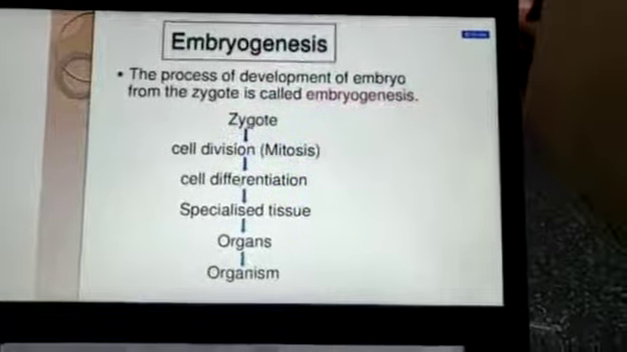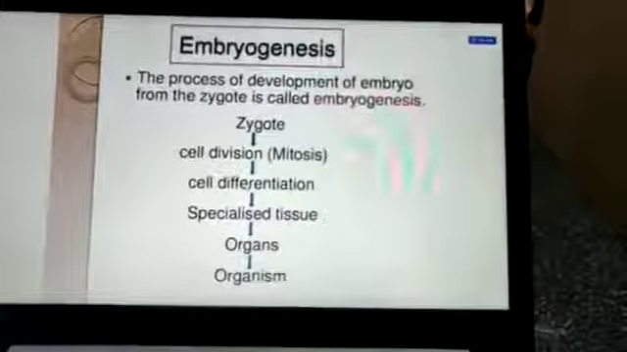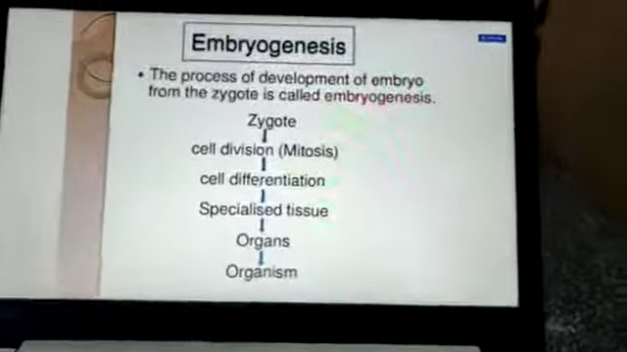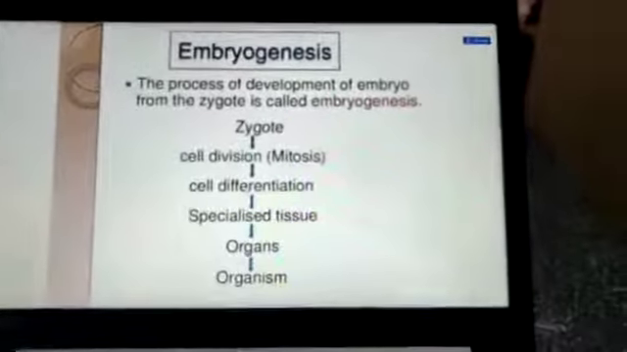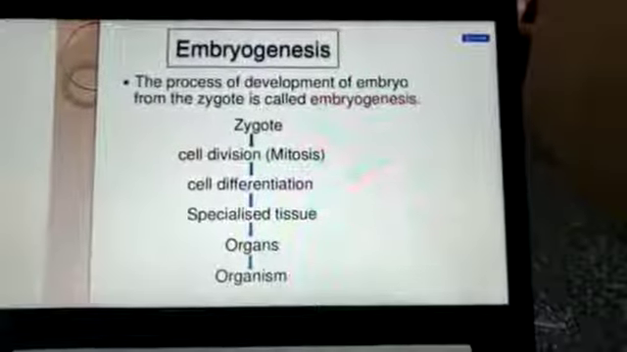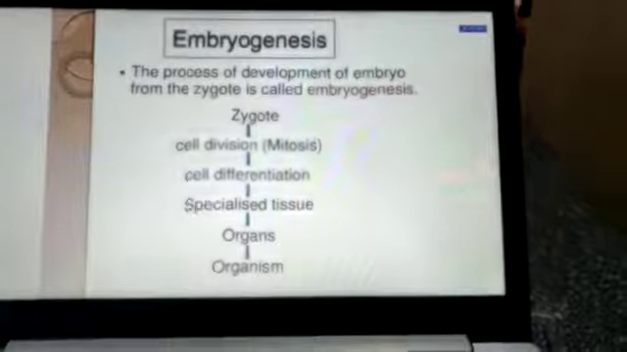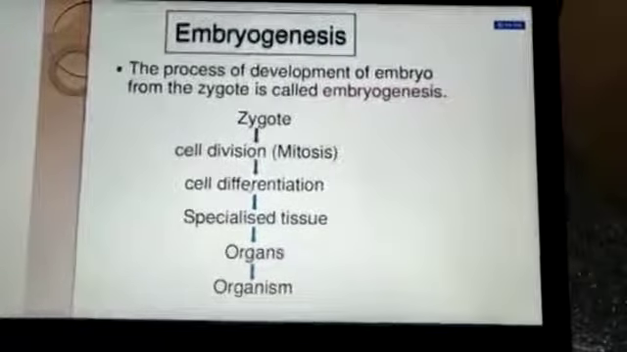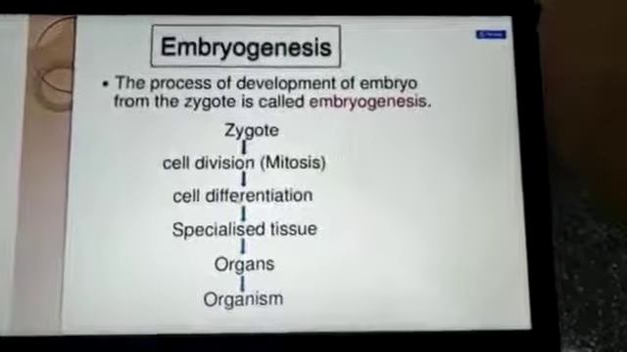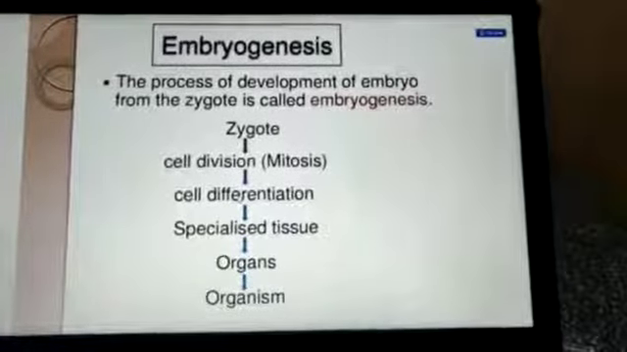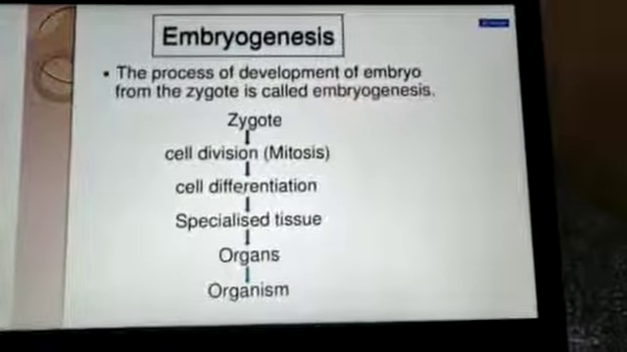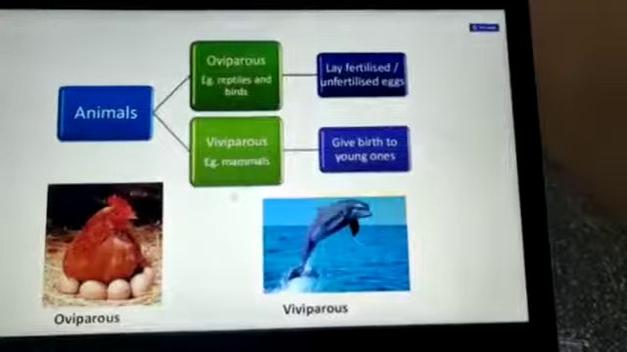What is an embryo? After the male and female gametes fuse, the zygote is formed, then it grows into the reproductive body, that is the embryo, and the formation of the embryo is termed embryogenesis. The process of development of an embryo from the zygote is called embryogenesis. The zygote goes for mitotic division, then cell differentiation, then specialized tissues are formed, then specialized tissues convert into organs, then organ systems, and then the organism's body.